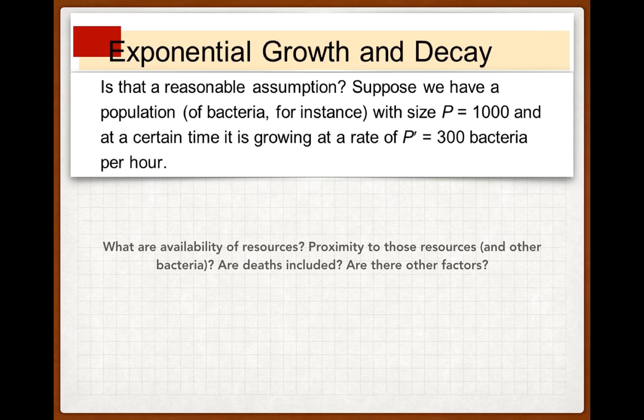Are deaths included in the model? They're not. So there's a more complicated model to include the deaths. And what are other factors? So, like I said, this is a simplified model. We don't deal with it in more depth in applied maths, but just bear in mind that there can be more complicated models that will more accurately describe exponential growth and decay for populations.